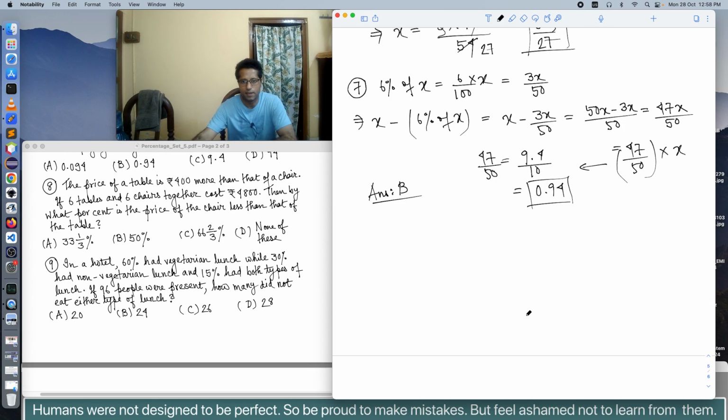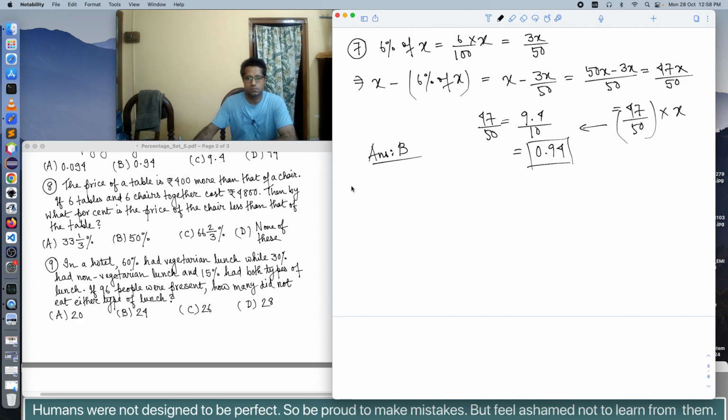Let's do problem number 8. The price of a table is rupees 400 more than that of a chair. If 6 tables and 6 chairs together cost rupees 4,800, then by what percent is the price of the chair less than that of the table?